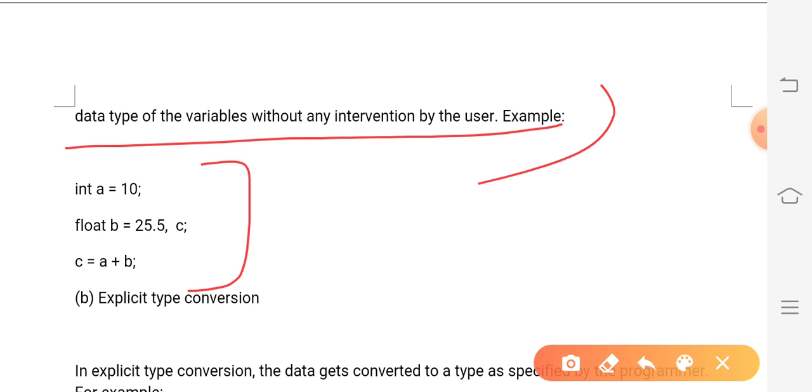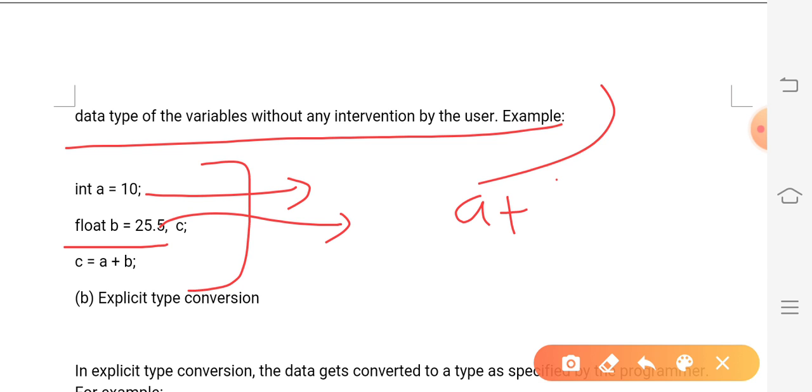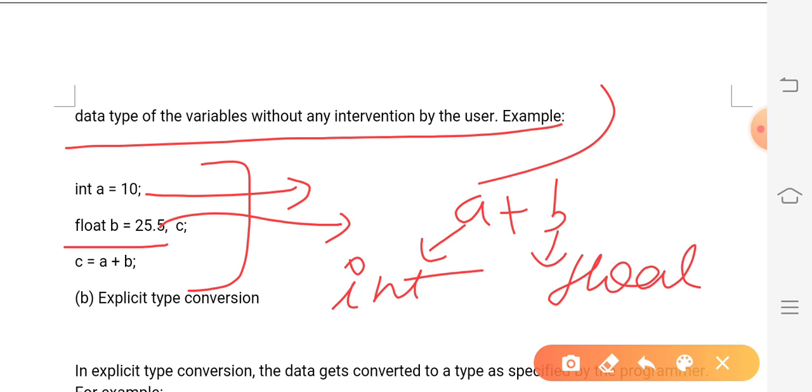So I have taken here int a is equal to 10, and we have taken a float value b. So if we add a and b, a is of which type? Integer type, and b is of which type? Float type. So integer plus float, answer will be in float. So here c will come in which type? Float.